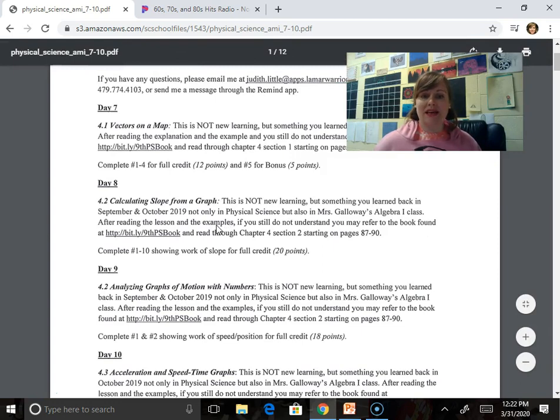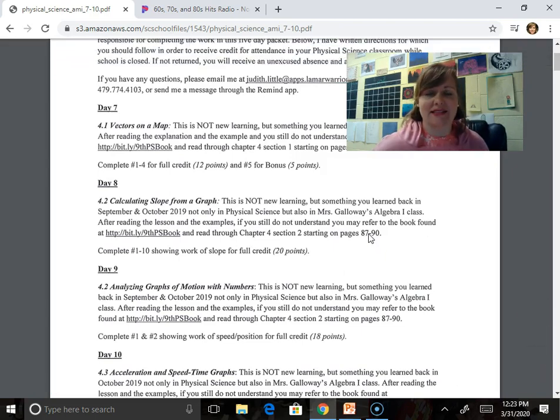Okay, so if they still don't understand it, even after me going over how to do the work, they can go to this link, which will take them to the book. Let me highlight it. Type in http://bit.ly/n, 9th, capital P, capital S, capital B, lowercase o-o-k. They're going to go to Chapter 4, Section 2, and start reading on pages 87 through 90.